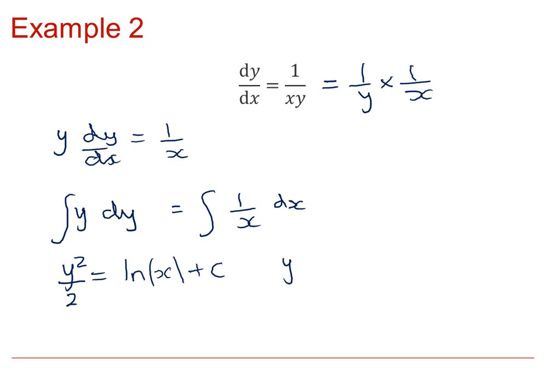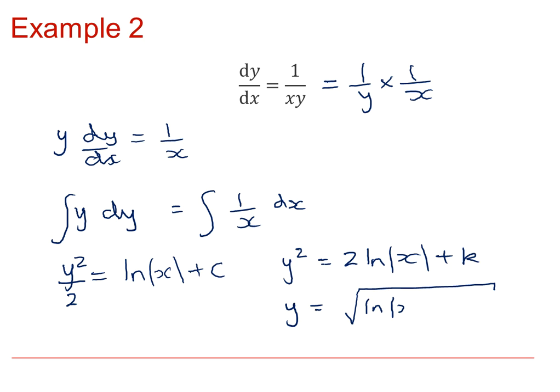Multiplying up by 2 would give us this, and we'll change that constant so that k is 2c, and therefore that y equals the square root of log, we can write it as x squared or as 2 ln x, doesn't really matter, plus k.